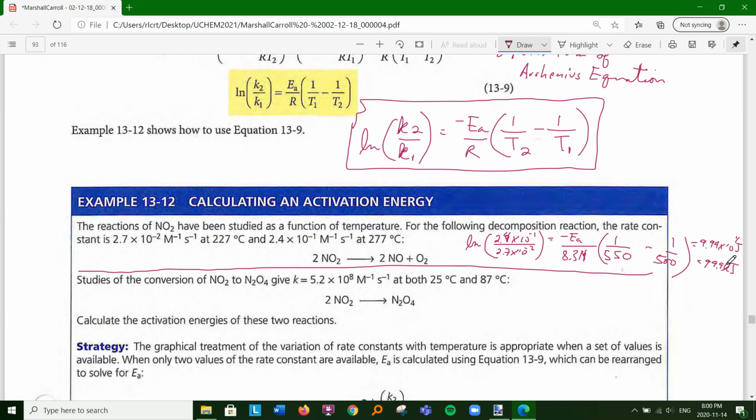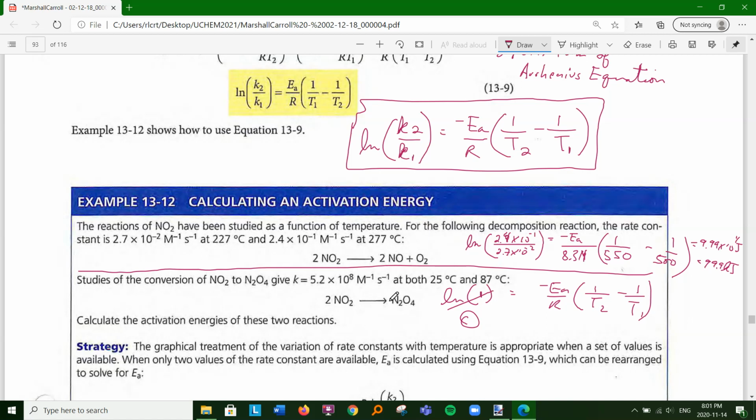The next one, studies of the conversion of NO2 to N2O4, gives K is 5.2 by 10 to the 8th molarity to the minus 1 second to the minus 1 at both 25 and 87. So K2 and K1 are the same. So ln of 1 is minus EA over R, then 1 over T2 minus 1 over T1. Now the temperatures are different, but the natural log of 1 is 0, which means EA is 0. That's interesting. I said before that EA is always a positive number, which is true if you're considering 0 to be a positive number. So all we're doing here is just taking NO2s and smashing them together.